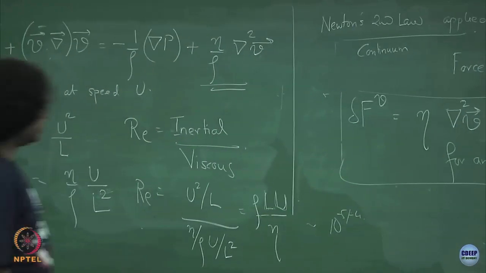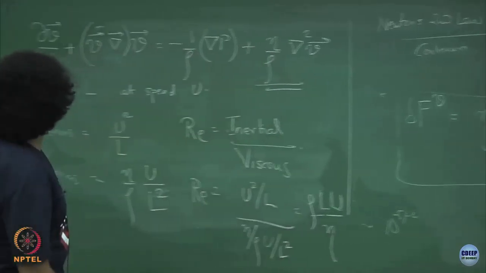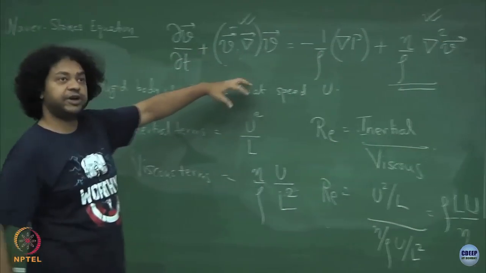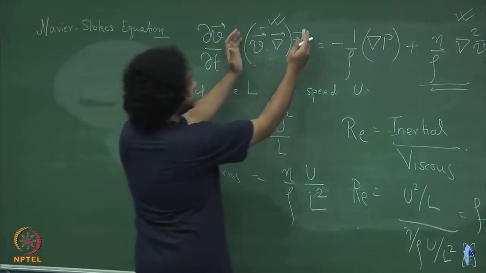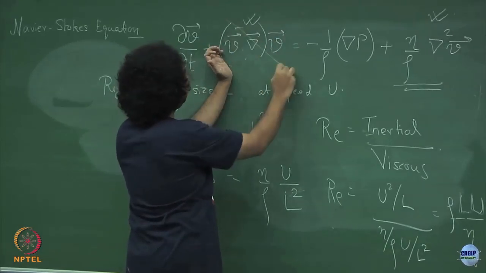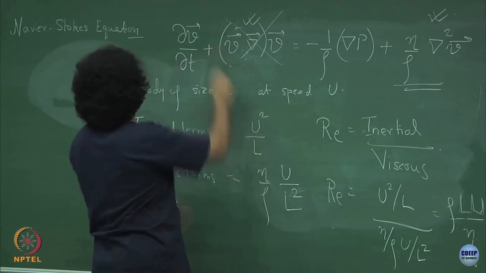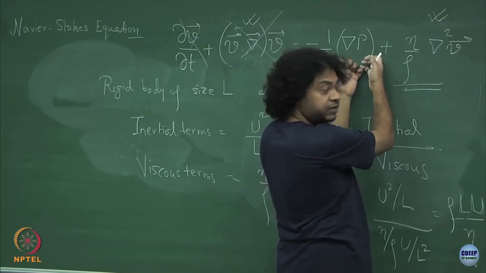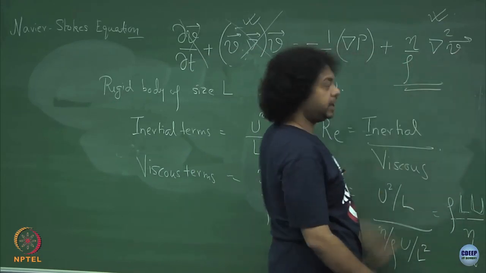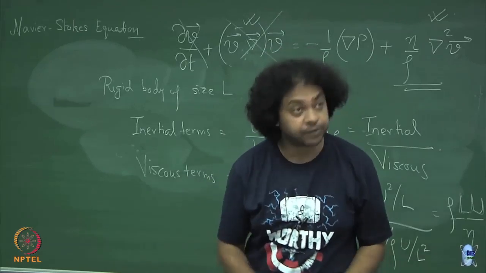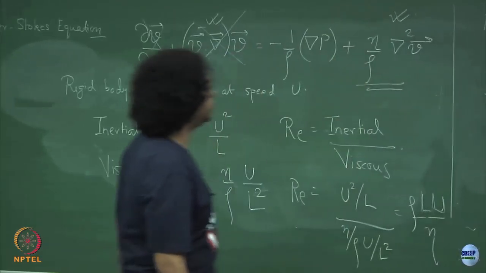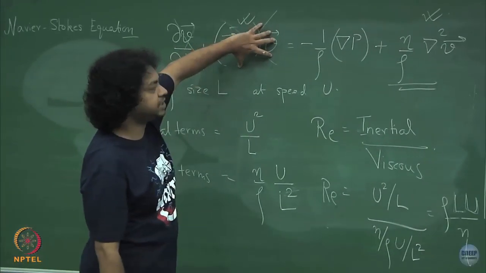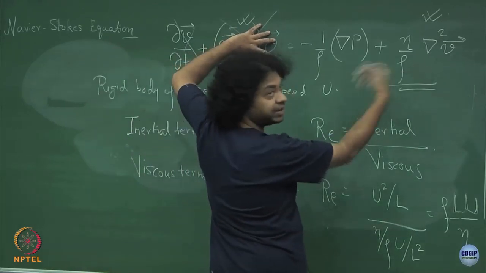Depending on whether this term is small or this term is large, it determines whether this term will play an important role or that term will. If the Reynolds number is very small, which means the inertial forces are very small, you can neglect these inertial forces, and then the equation will comprise only of the pressure gradient force and the viscous force. That is what is called the Stokes limit, or the Stokes equation. We will do Stokes flow, at least in a simple case, next class, but depending on whether you can neglect the inertial terms or not, the solutions of this equation will be very different.